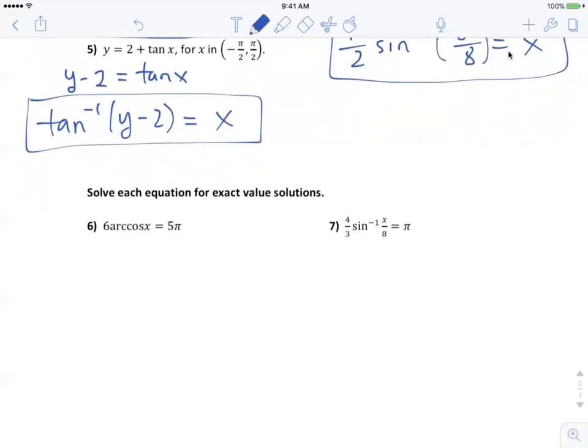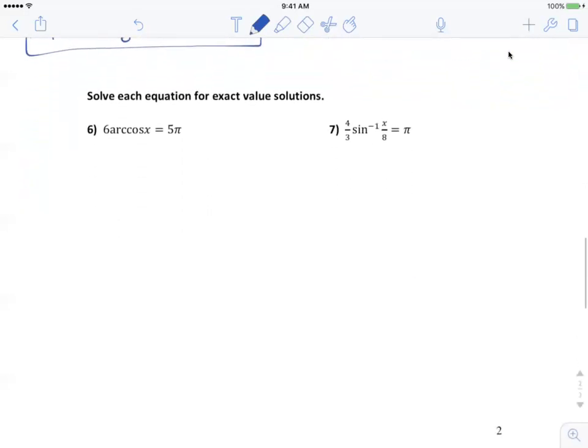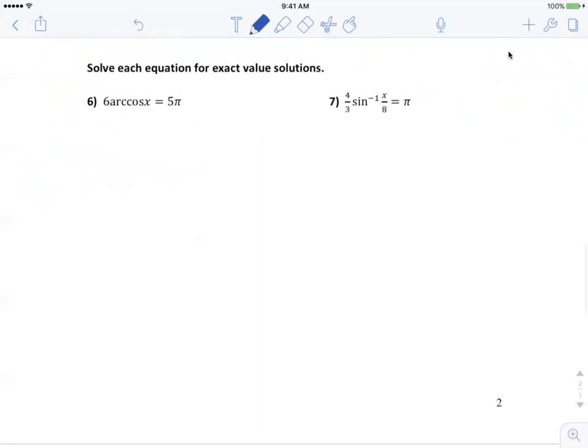Okay, finally, solve each equation for exact value solutions. We got a few of these. Okay, so for this one, I'm going to try to isolate the inverse trig function. I'm going to divide both sides by 6. So now I've got arc cosine x equals 5 pi over 6.